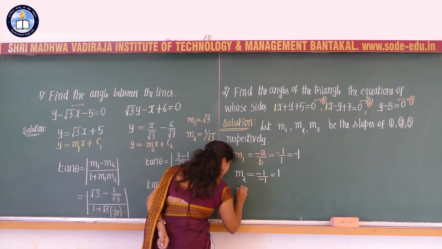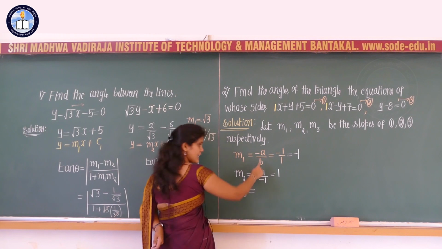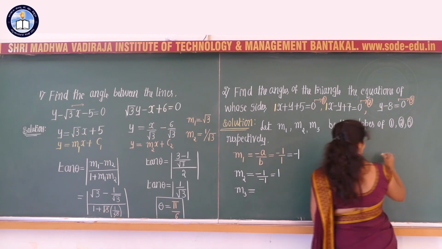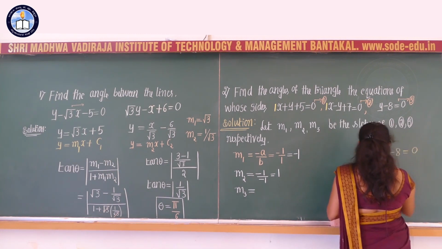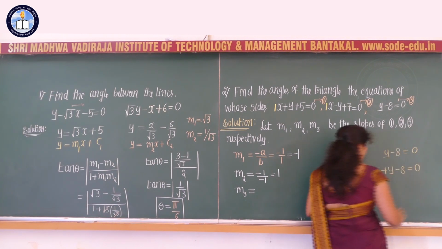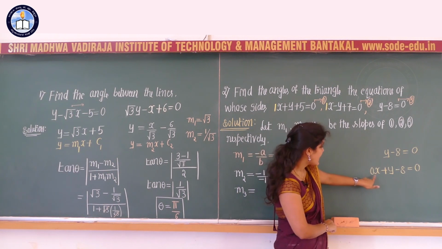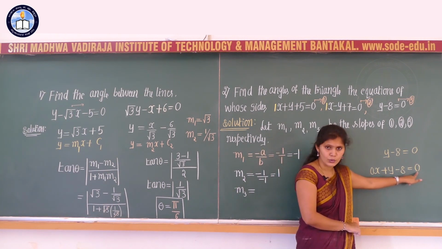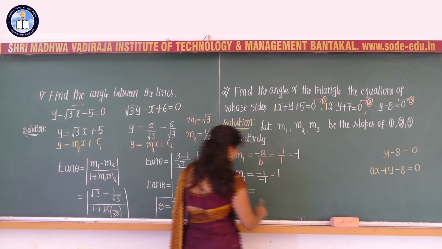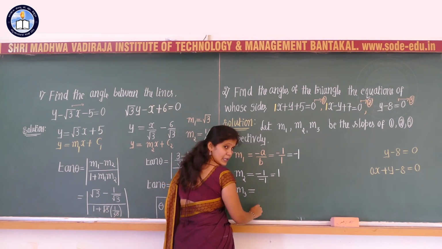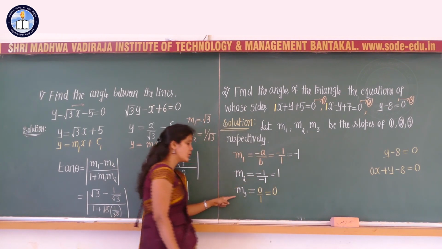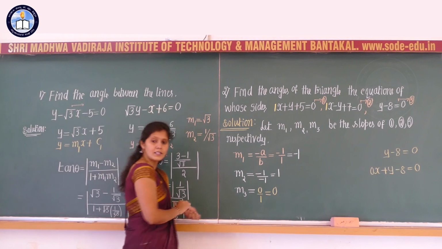Next let's consider m3. What is meant by m3? Same formula, minus a by b. Here you can write y minus 8 equal to 0. This I can write as 0 into x plus y minus 8 equal to 0. Now this equation is in the form a x plus b y plus c equal to 0. What is the value of a? 0. What is the value of b? Plus 1. So m3 is equal to 0 divided by 1, which is nothing but 0, correct.